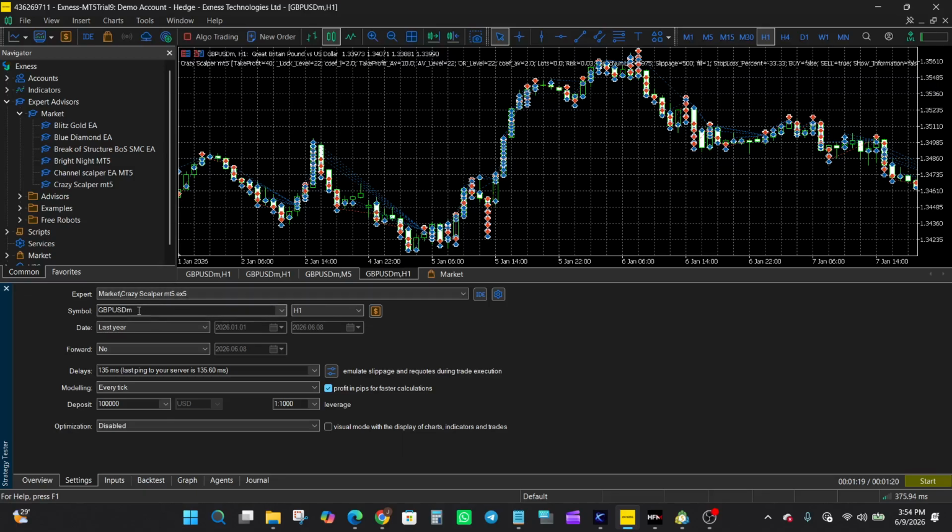We ran the backtest on GBP USD on H1 time frame over the past 5 months from the beginning of 2026 till date, as you can see. And as for the delays, we are using the last ping to the server, every tick modeling.